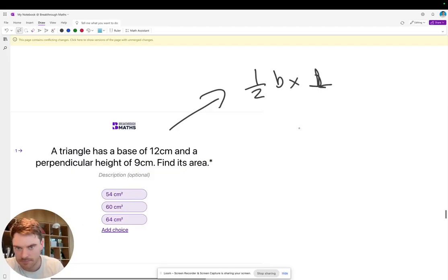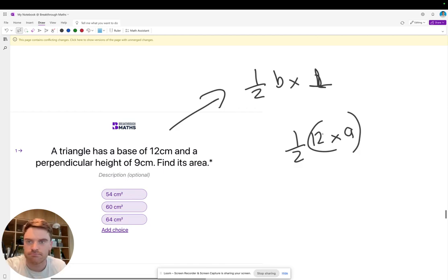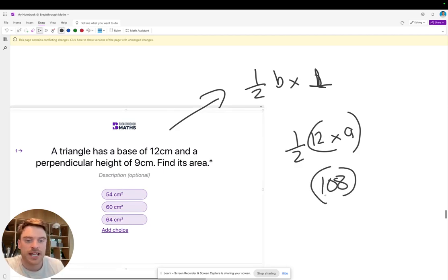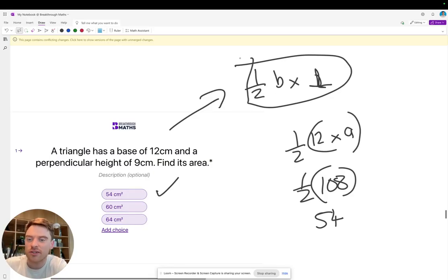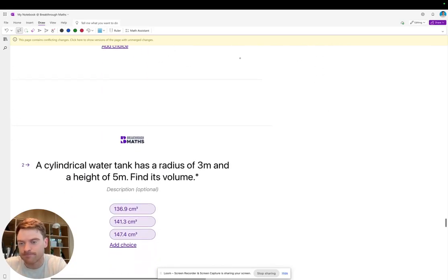Happy days. Get that. So half, what's the base? The base is 12 multiplied by 9. What's 12 by 9? Come on, you can do this. It's 108. Happy days. What's half of that? Half of that is 54. Divide by 2. Ding, that's your answer. The key part of this is you write out the formula. It's so important to write out the formula because it guides you.